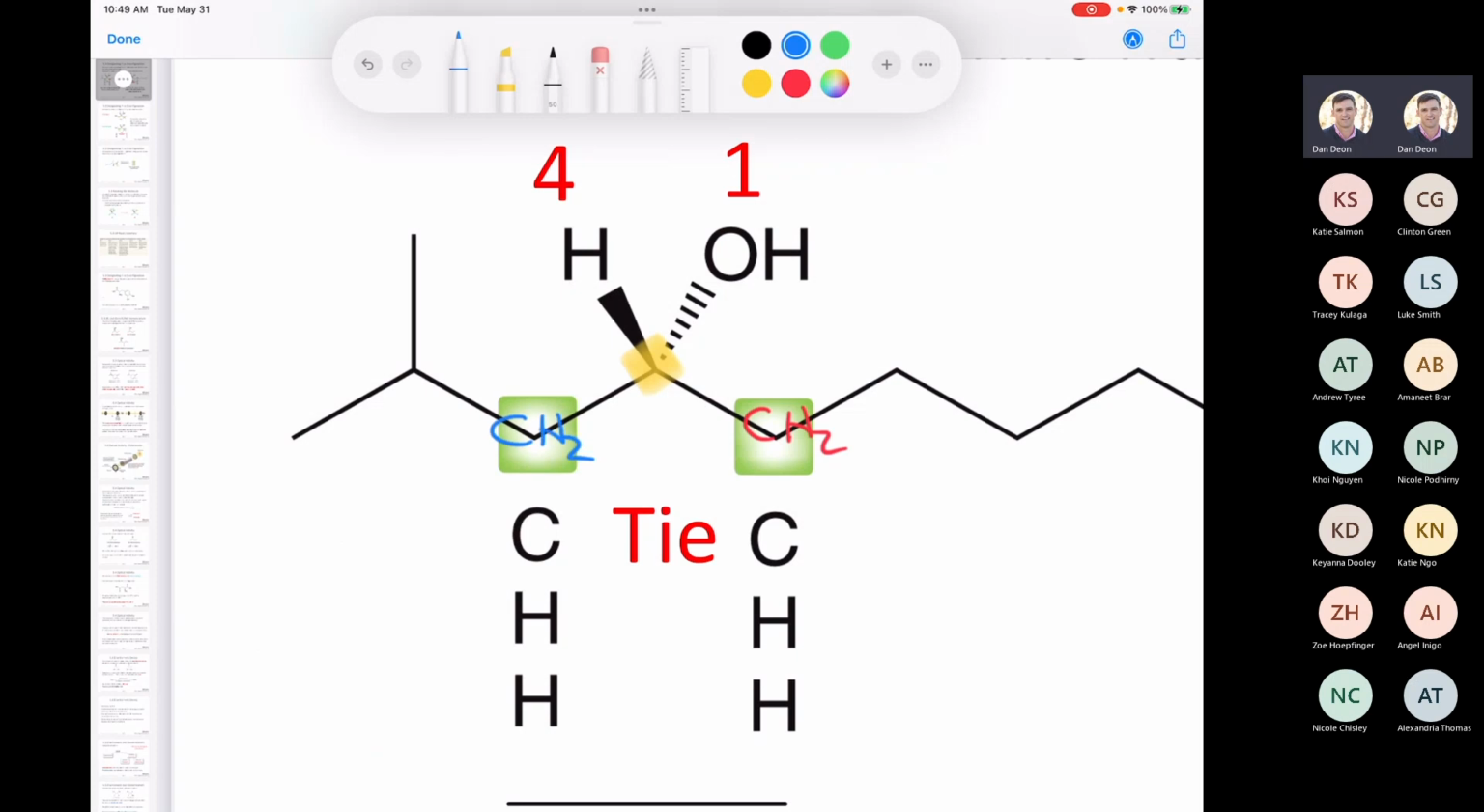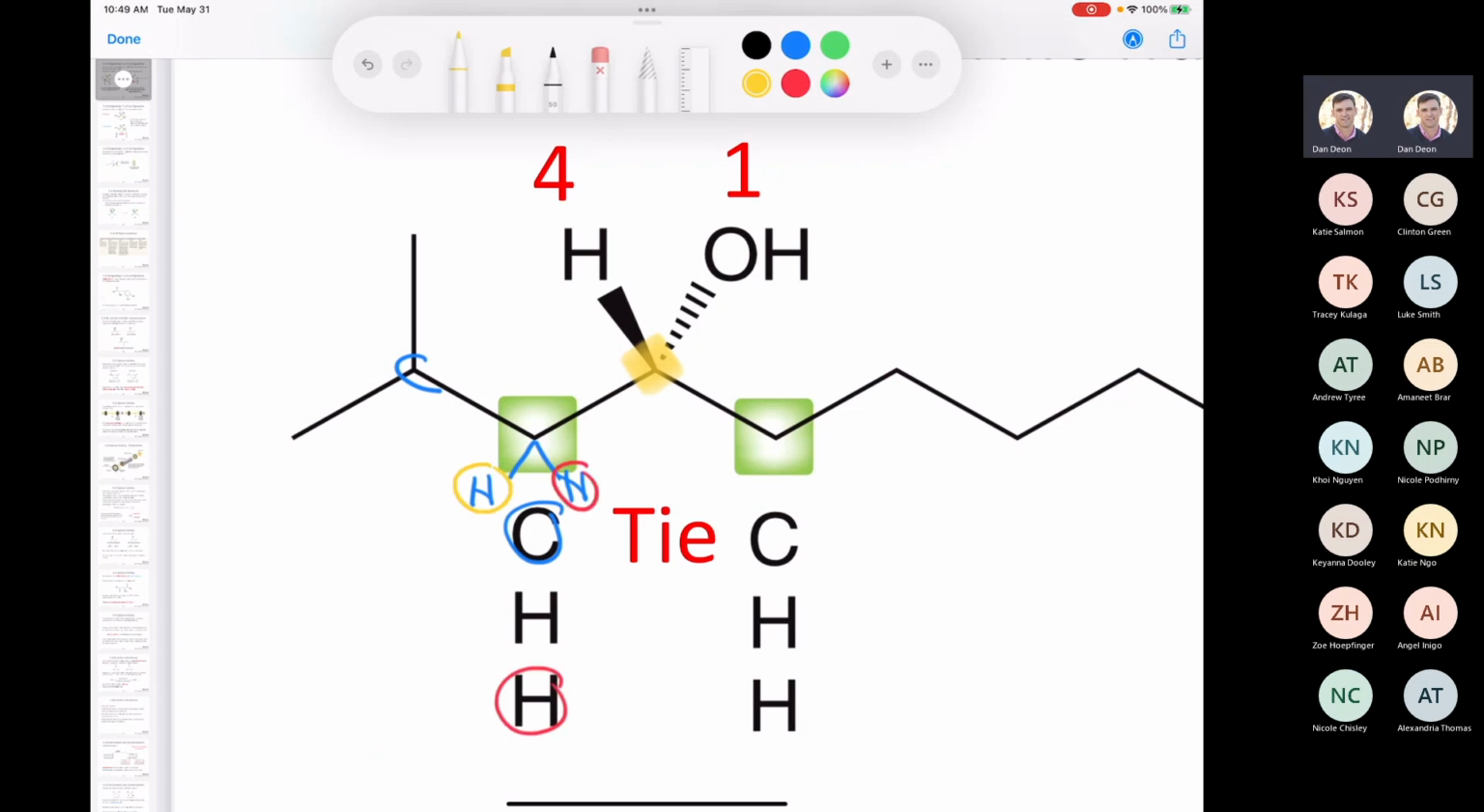What we do is we go away from the stereocenter and we look at what both of those carbons are attached to. So I'm going to erase that, and I'm going to erase this. What's this carbon attached to? This one is attached to a carbon, a hydrogen, and a hydrogen.